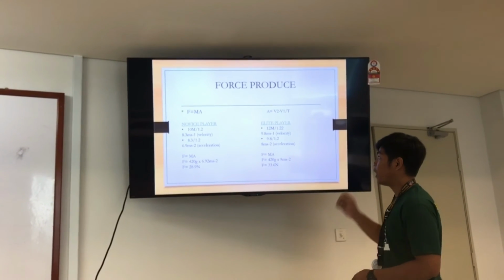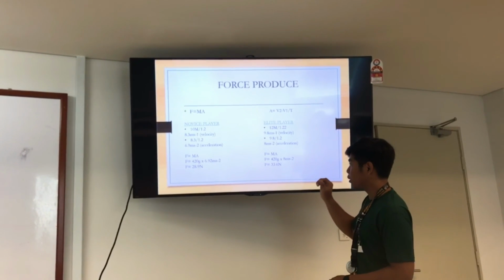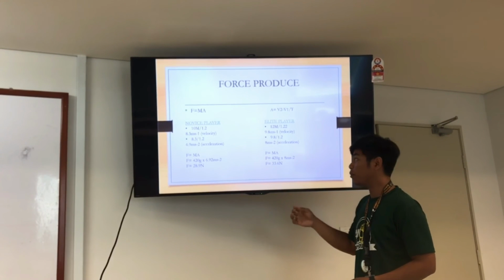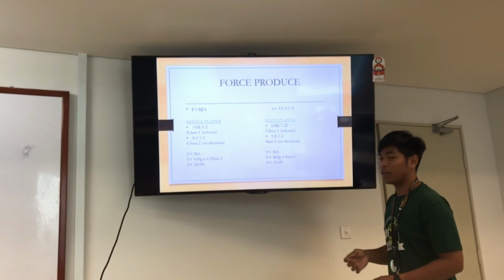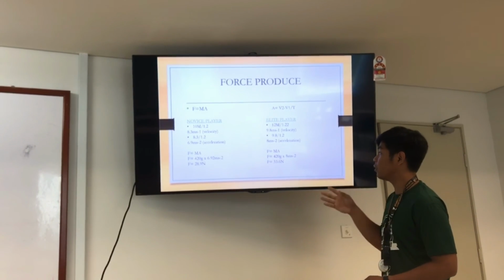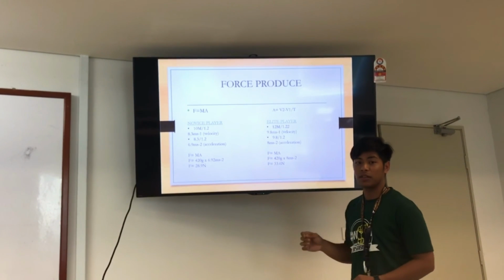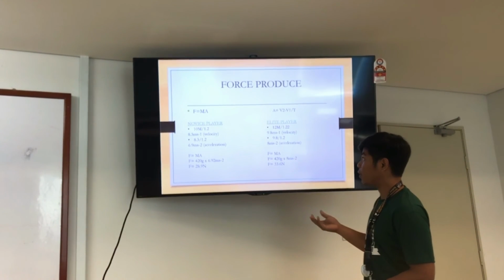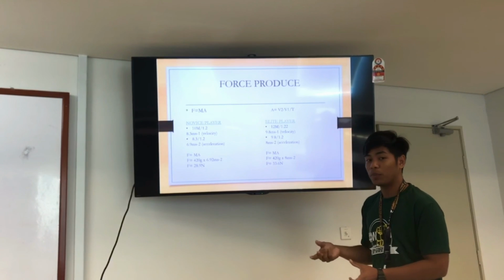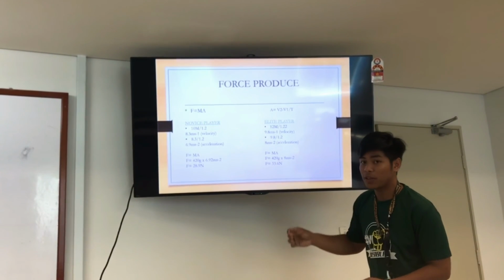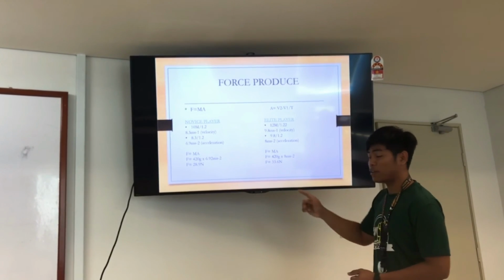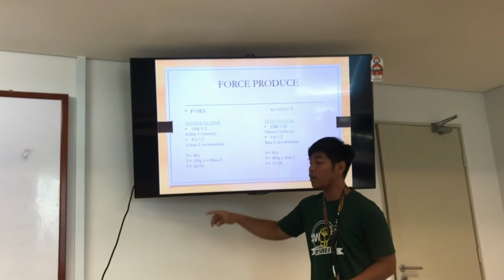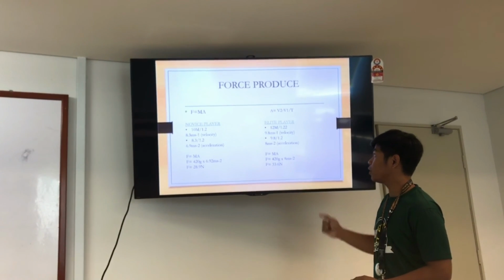Now for the elite player, the mass of the ball is 420 grams multiplied by 8 meters per second in acceleration, resulting in 333.6 Newtons. So there are different forces produced on the ball between the novice player and the elite player, and the novice player generates less force compared to the elite player.